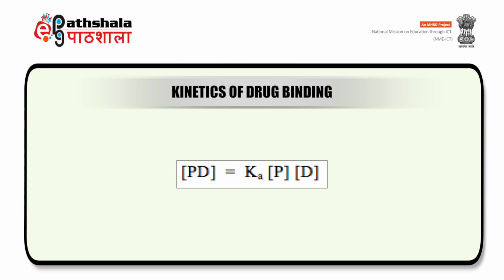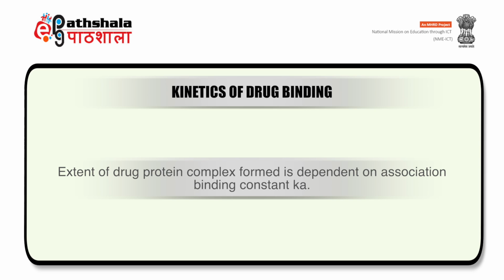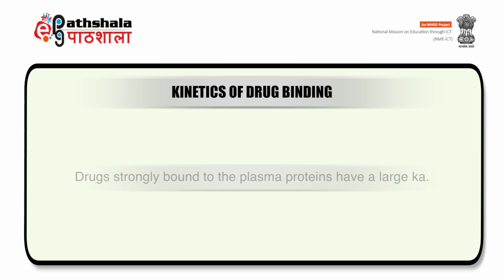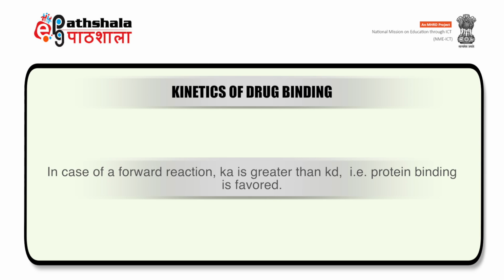Rearranging this equation will give us PD is equal to Ka P into D, where P denotes the concentration of free protein, D denotes the concentration of free drug, PD denotes the concentration of protein drug complex, Ka denotes the association constant, and Kd denotes the dissociation rate constant. The extent of drug protein complex formed is dependent on the association binding constant Ka. Drugs strongly bound to the plasma proteins have a large Ka. In case of a forward reaction, Ka is greater than Kd, that is, protein binding is favored.